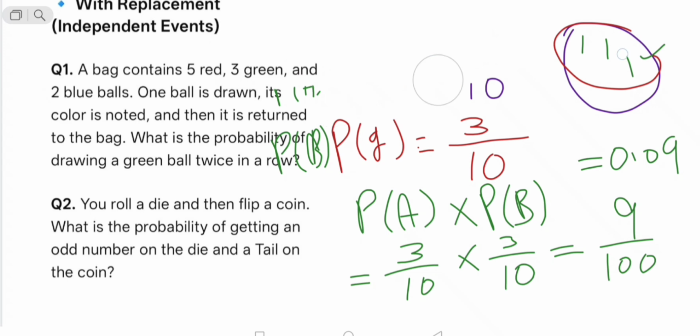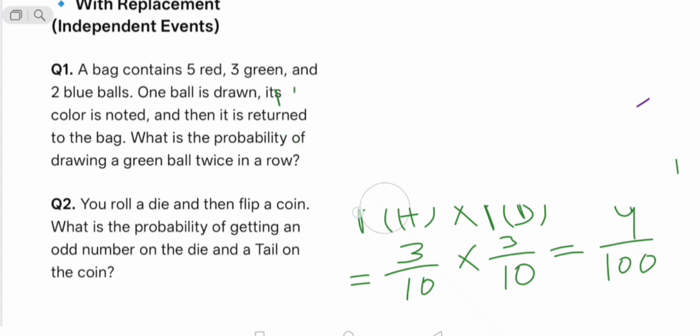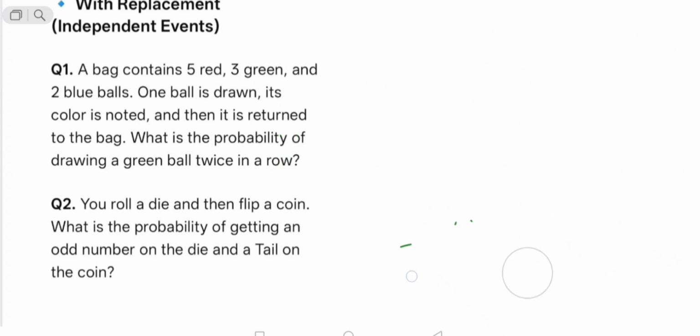Okay, the next question. Again we will try to solve it to understand more about independent events. They are saying when you roll a die and flip a coin, what is the probability of getting an odd number on the die and a tail on the coin?